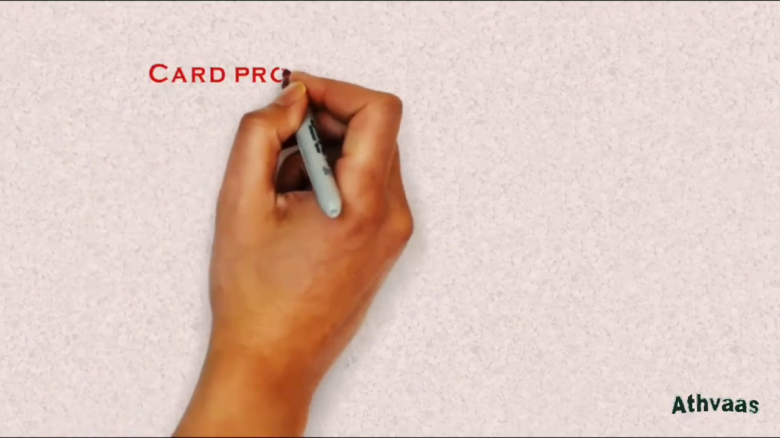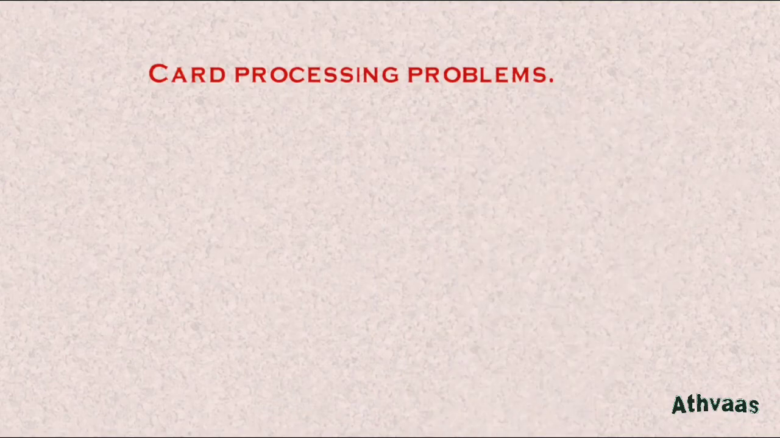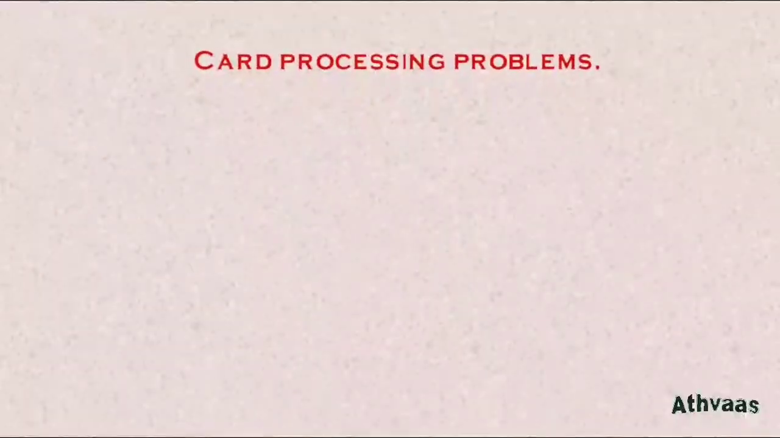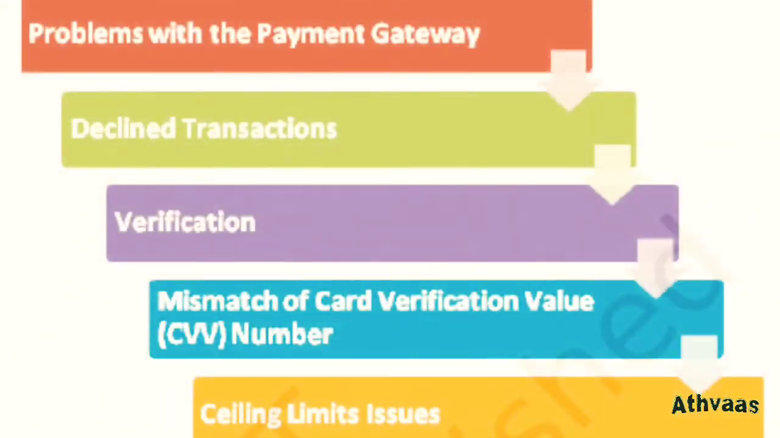Now let's move on to our last topic for this session, card processing problems. When we make our payments through debit cards or credit cards, there are different problems that happen. So let us see what are these different problems. First one is problems with payment gateway. Second one is declined transaction, then verification issues, mismatch of CVV number, and the last one is ceiling limit issues.